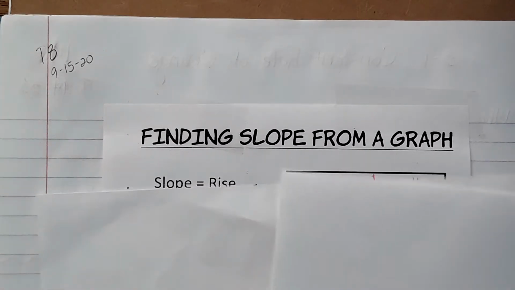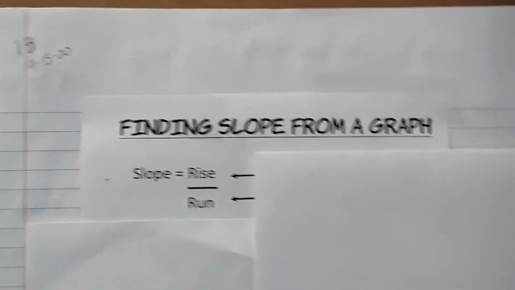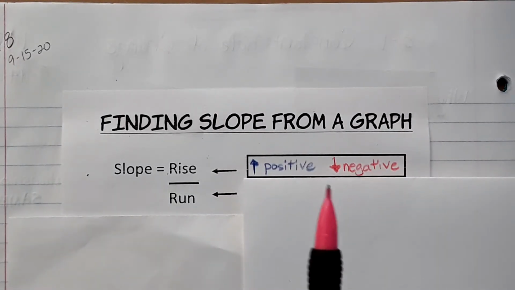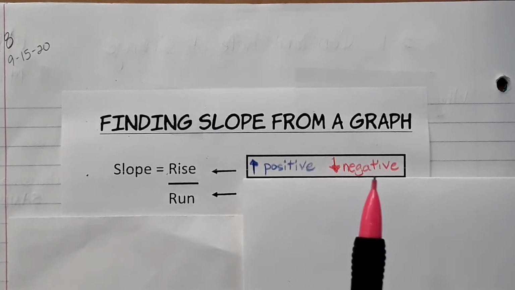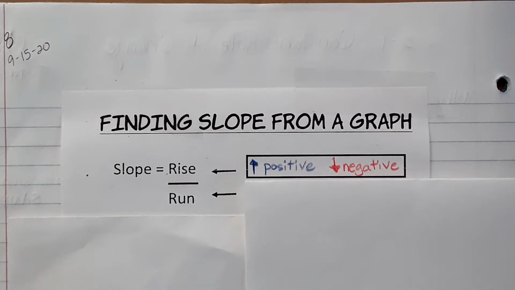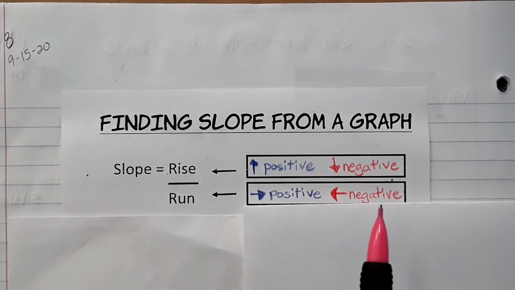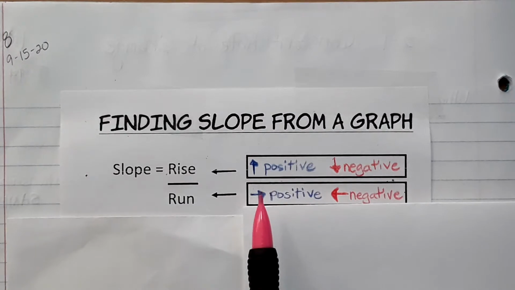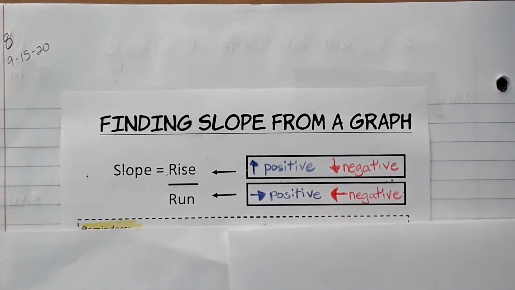So to begin, we know that slope is rise over run. Let's focus on rise for a minute. Rise is up and down, the y-axis. We know that if it goes up, it's positive. If it goes down, it's negative. Run is left to right. That is the x-axis. Going to the right is positive and going to the left is negative. So please remember, going up or to the right is positive and going down or to the left is negative.